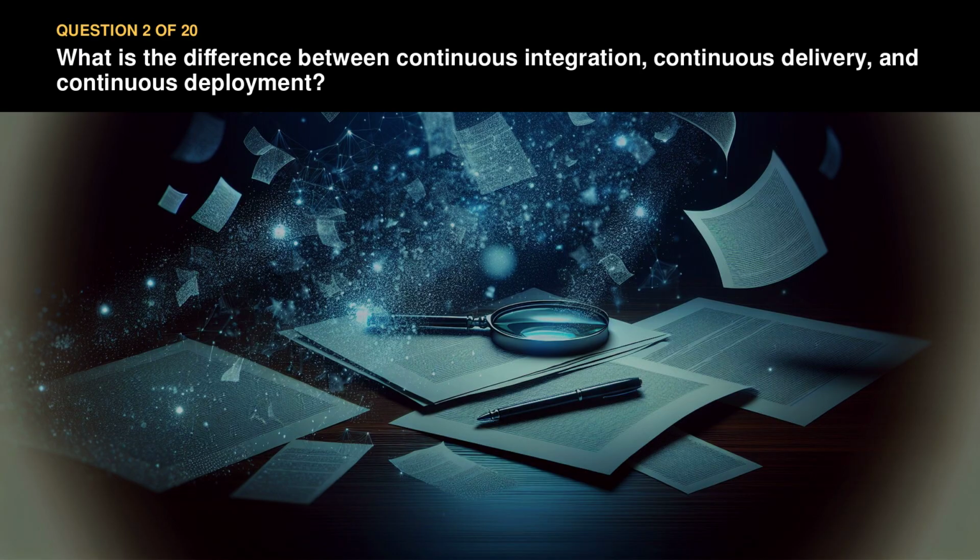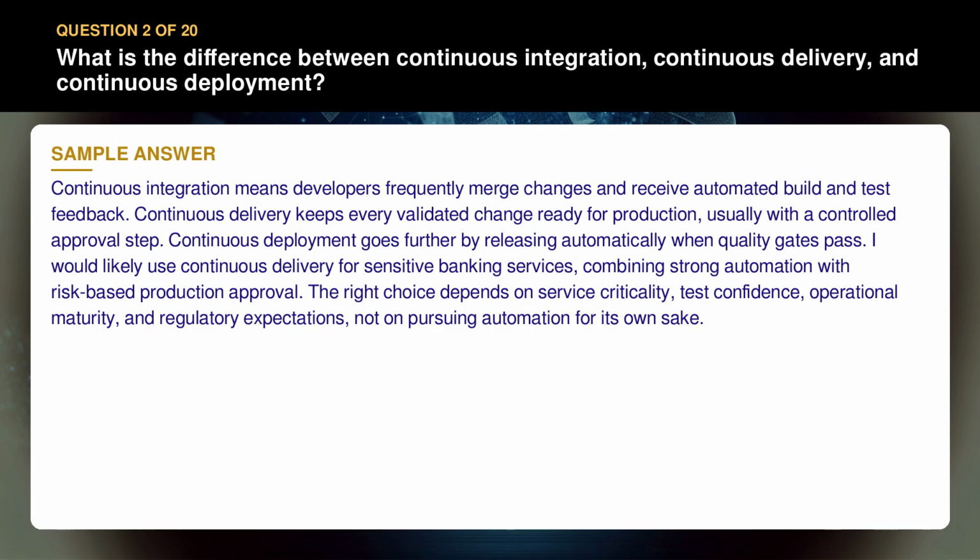Question 2. What is the difference between continuous integration, continuous delivery, and continuous deployment? Continuous integration means developers frequently merge changes and receive automated build and test feedback. Continuous delivery keeps every validated change ready for production, usually with a controlled approval step. Continuous deployment goes further by releasing automatically when quality gates pass.